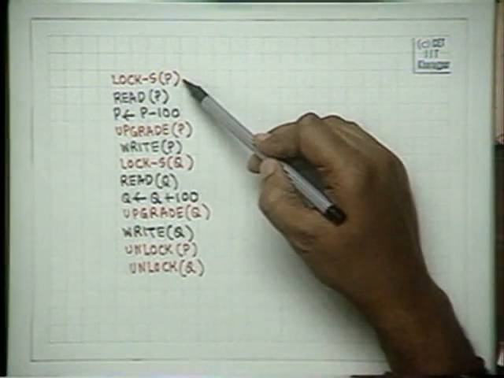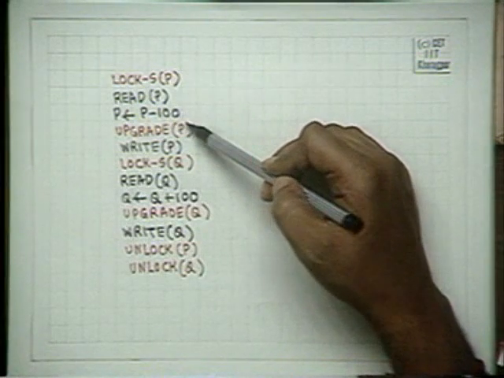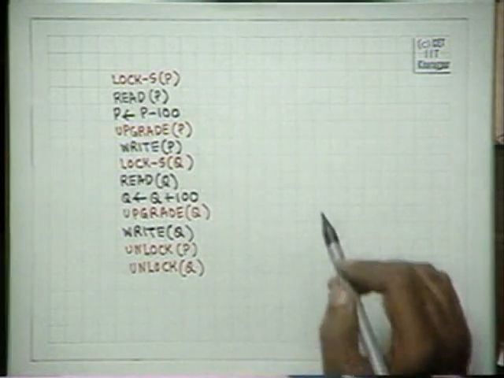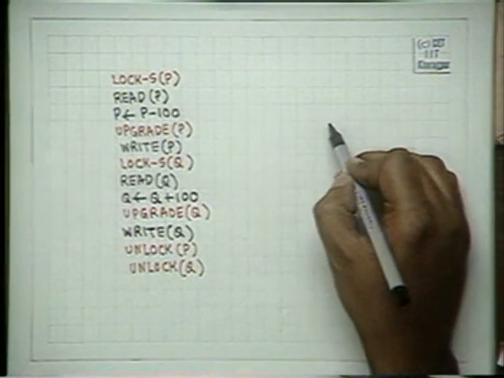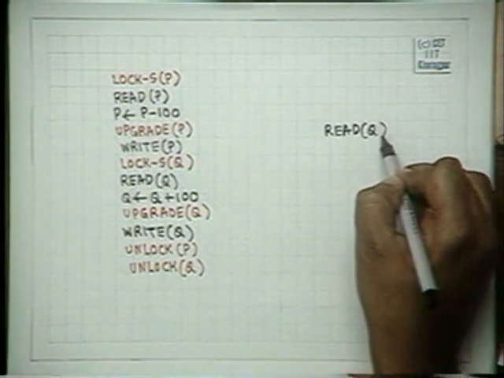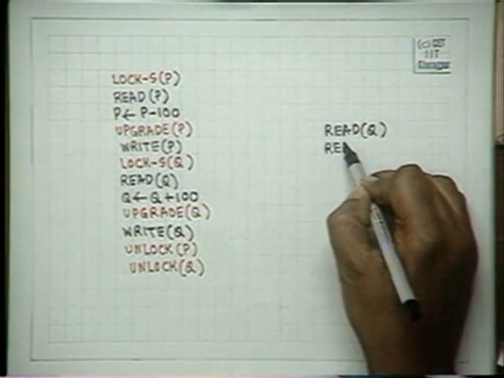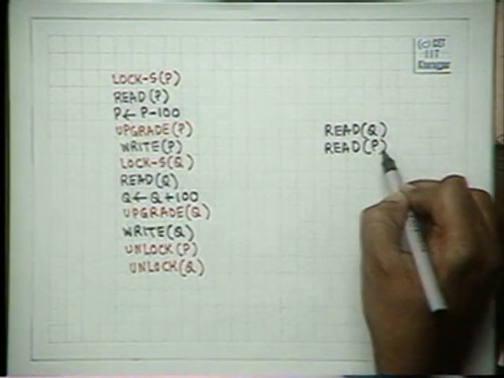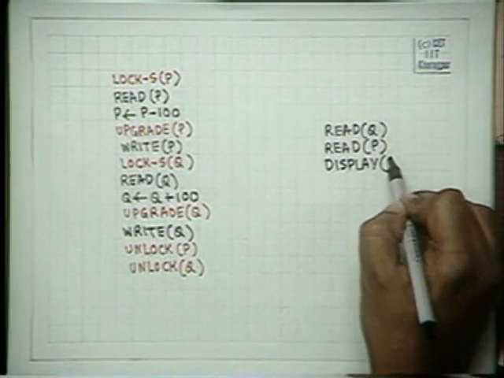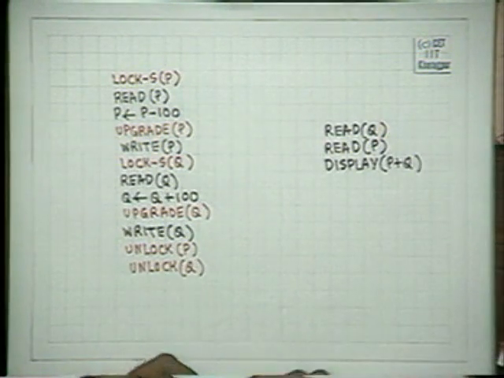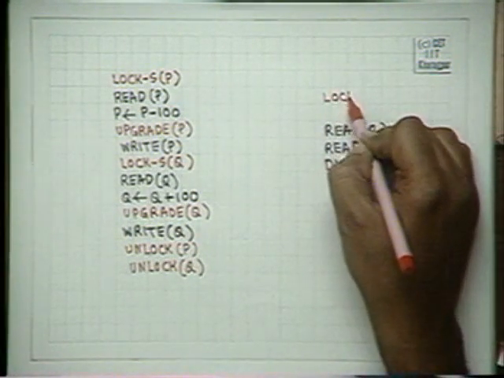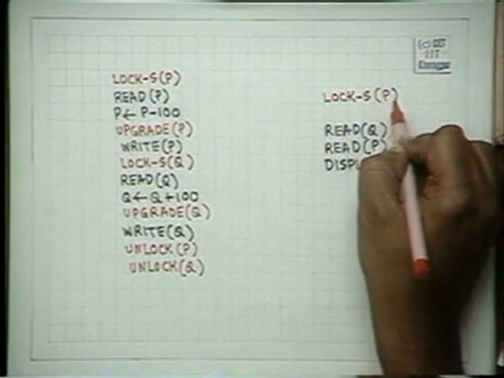So here we have got lock in shared mode, read it, upgrade it, then write it. So till now it is in shared mode. So let us see what is the situation with our display function. In the display function, we will lock P first and Q second. That was the idea, and both in shared mode.